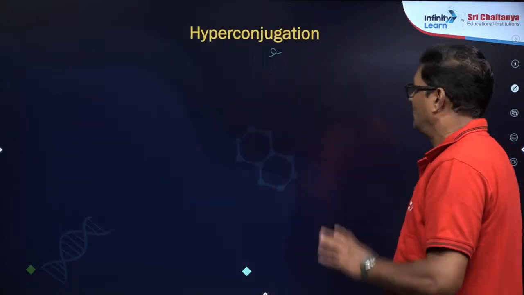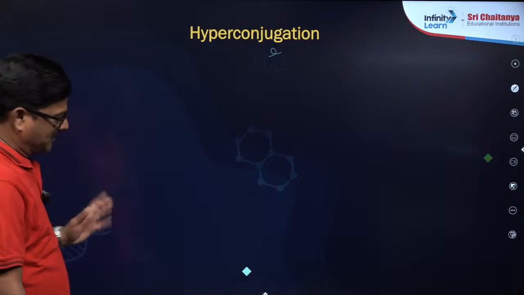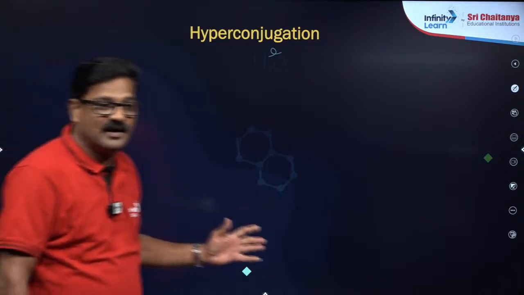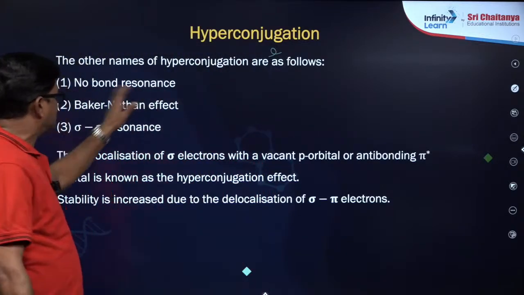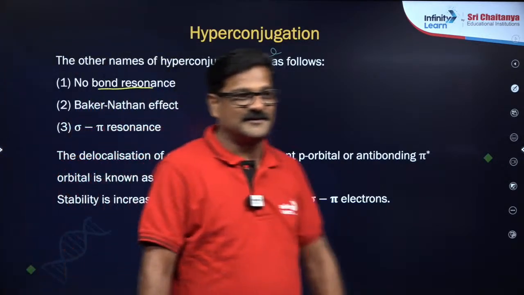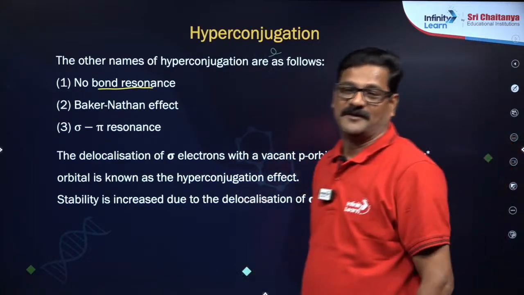So hyperconjugation. What is hyperconjugation? Just see. It is a sigma and pi conjugation. It is also called no bond resonance. Why is it called no bond resonance? There is no bond but resonance is happening.